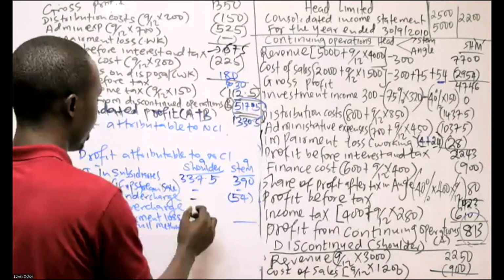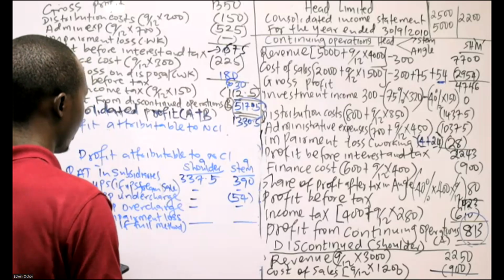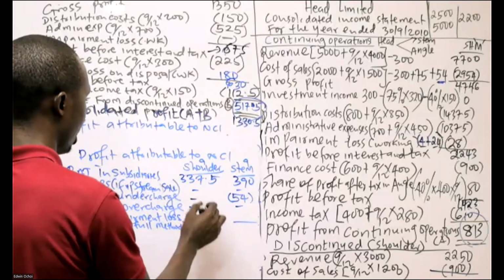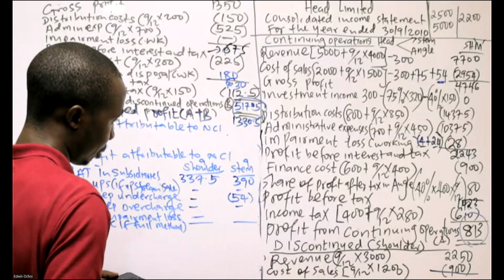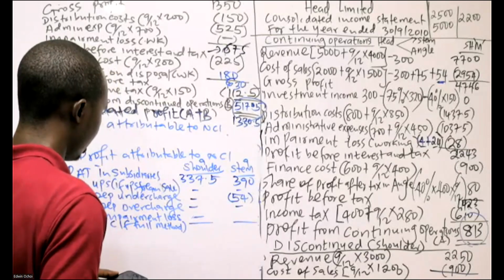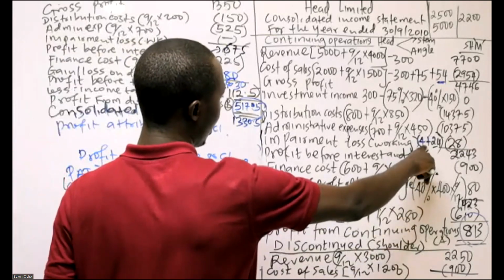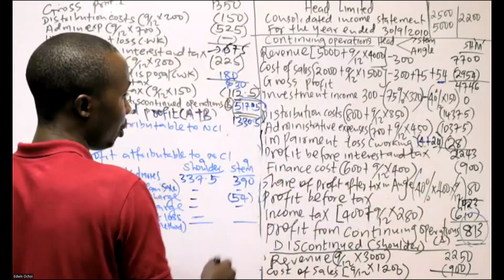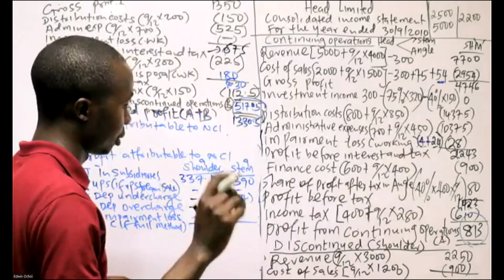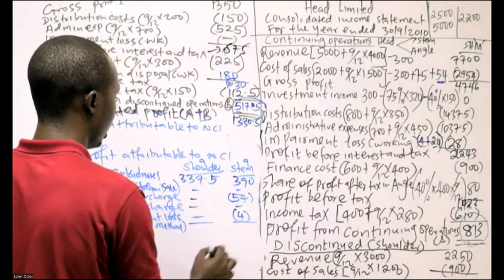But there was no depreciation overcharge because there was no sale of fixed asset. For shoulder, there was no impairment for the current year. But for STEM, there was impairment. The impairment for STEM was this 4. You remember we did the goodwill, then we impaired. And the goodwill of STEM, we used the full method. So we have 4. So we deduct this.